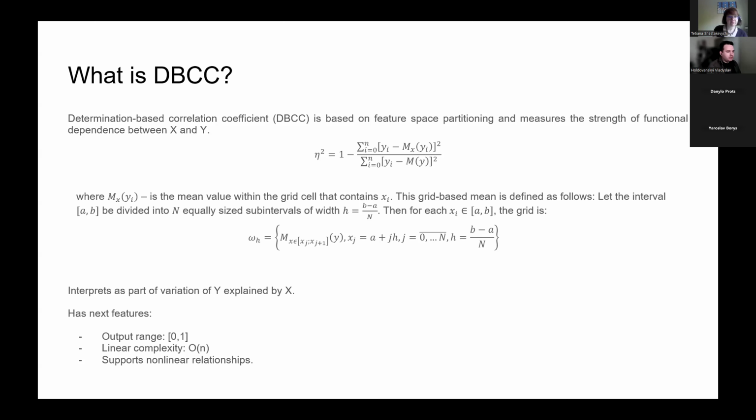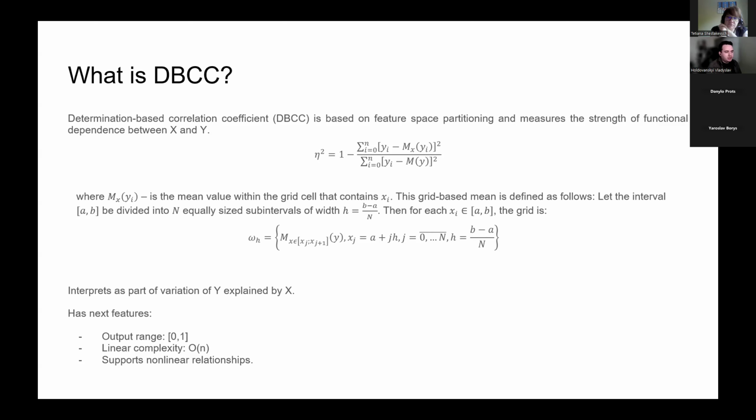So what is DBCC? The determination-based correlation coefficient estimates how strongly a feature determines the target feature. It works by discretizing the input feature into a grid and measuring how consistently each region corresponds to a target. To do this, we introduce the grid, which calculates local variances within each segment of the grid. These local variances are then compared with the global one to quantify the strength of the relationship. This approach allows us to approximate the coefficient of determination, even in nonlinear settings.